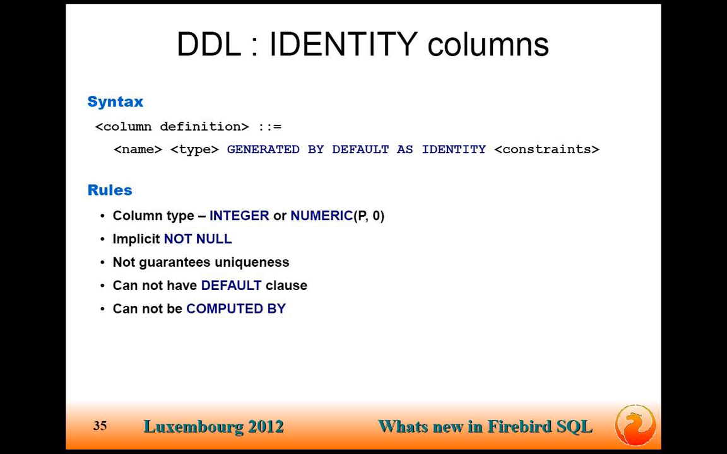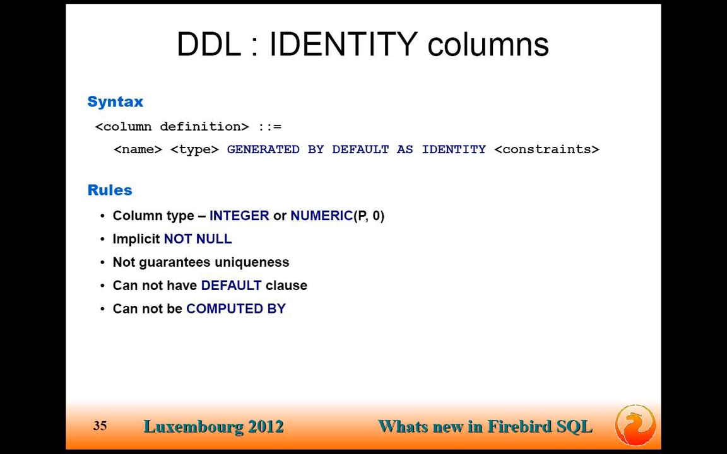So to define an identity column, you should use the whole phrase "generated by default as identity", and you see the rules. This column should be a numeric type or integer type. It cannot be, for example, a character type. It has an implicit not null restriction. It does not guarantee uniqueness. It's easy to understand, but these may be not obvious things.